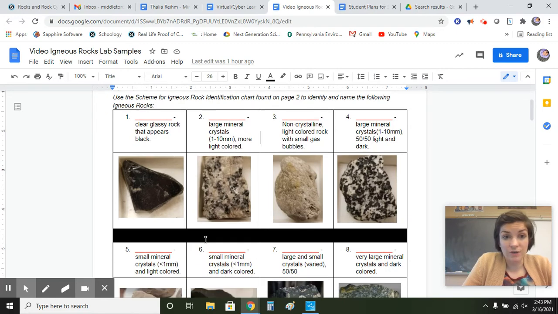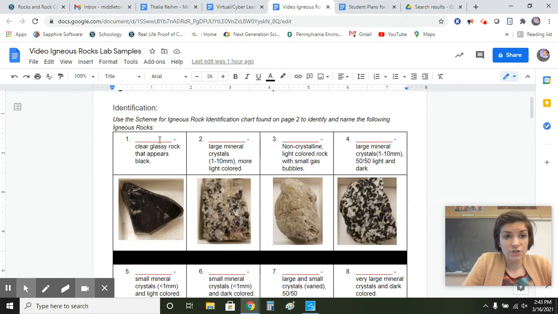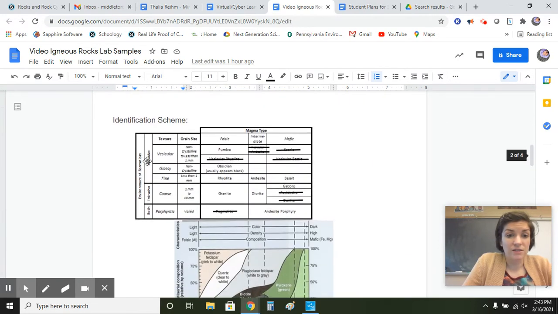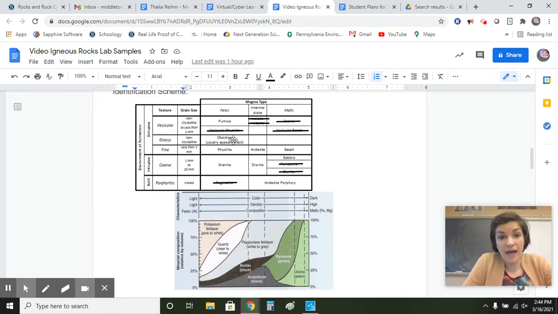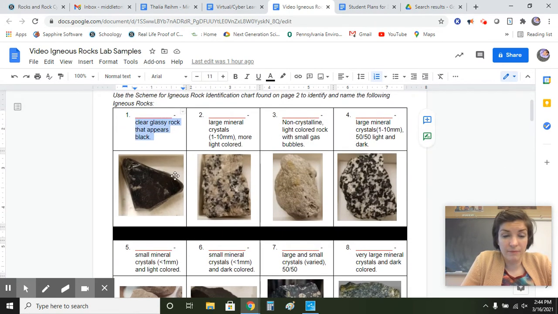The first thing you're going to do here is there are 8 rocks that have been given to you, 8 igneous rocks, and you are trying to identify them. So not only do you have an image here, you have a little description underneath. You're going to take that description and look at this identification scheme that is right here. You can see that we have some of the rocks crossed out that you don't have to worry about. They're not an option. And so I'm going to do maybe the first one with you just to show you how it works.